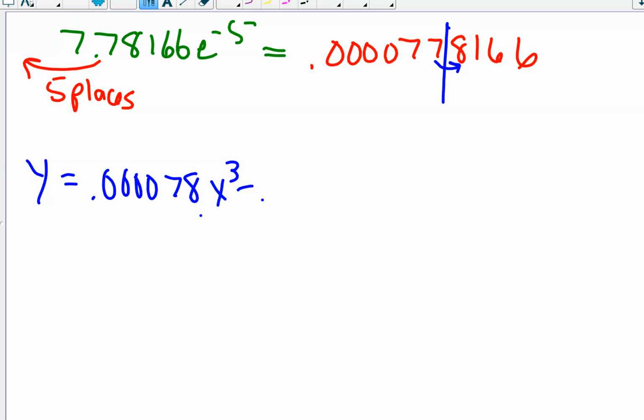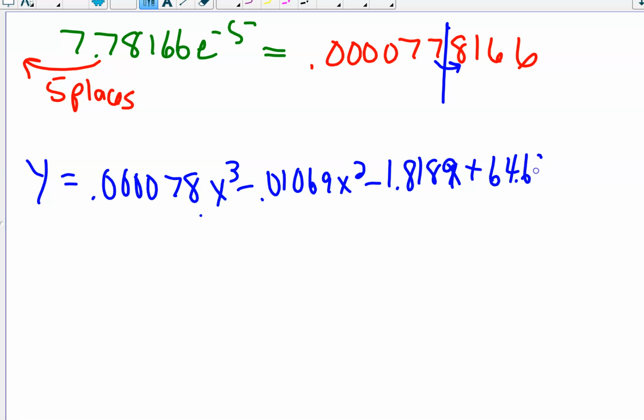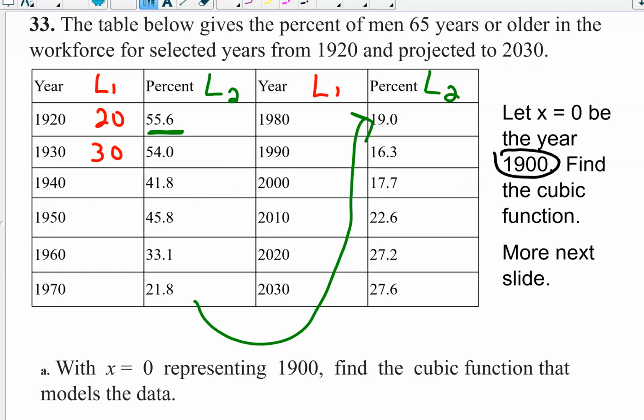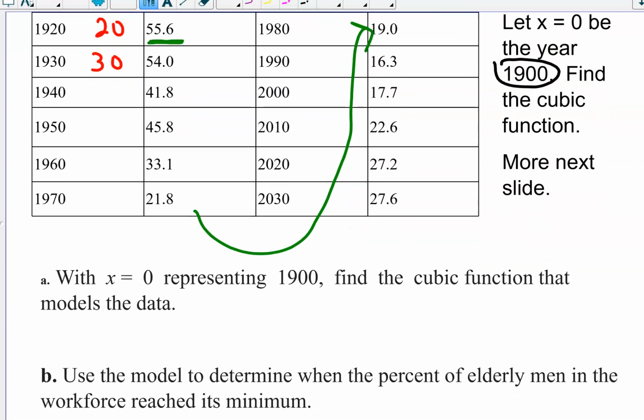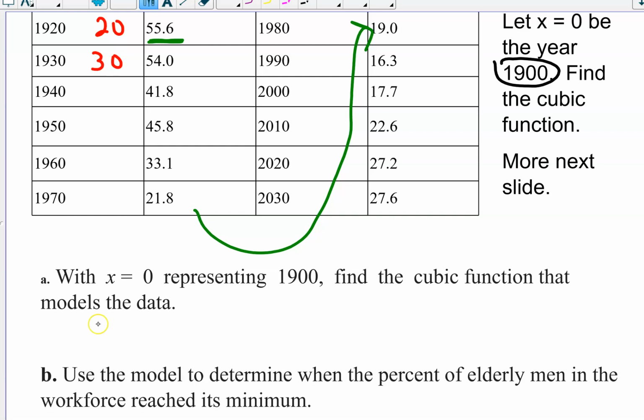X cubed minus 0.01069 x squared minus 1.8189 x plus 64.68485. And that is my equation. Second thing it asks me to do, first it wants the cubic function.